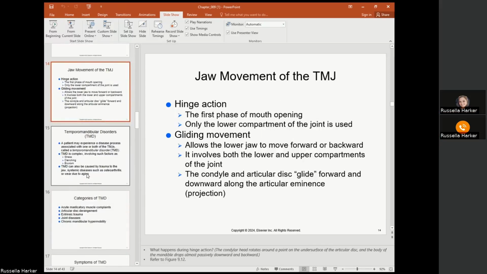With jaw movement of the TMJ, it's called a hinge action in the first phase of mouth opening. Only the lower compartment of the joint is used. During the hinge action, the condylar head rotates around the point of the undersurface of the articular disc, and the body of the mandible drops almost passively backward. The jaw is opened through combined actions of the external pterygoid, digastric, mylohyoid, and geniohyoid muscles, and the jaw is closed by the action of the temporal, masseter, and internal pterygoid muscles.